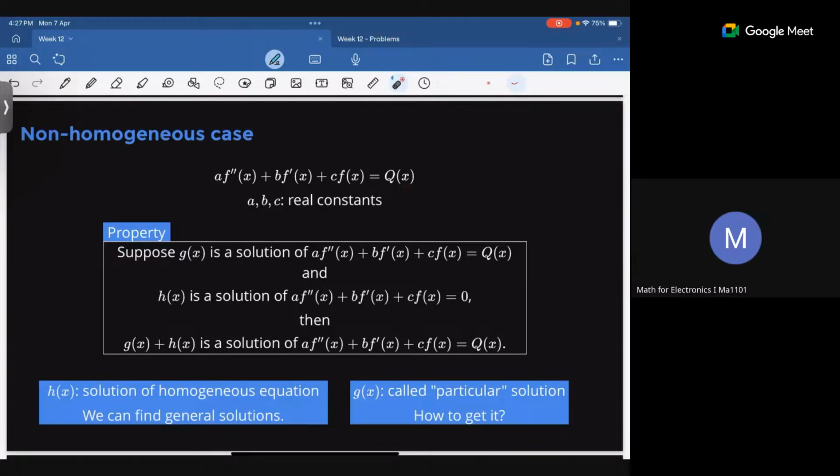In non-homogeneous cases, what we finally write as a solution is broken down into two terms. The first term will be the solution for the homogeneous case only, and the second term will be called the particular solution, which will be added to the homogeneous solution. So this is a standard property.